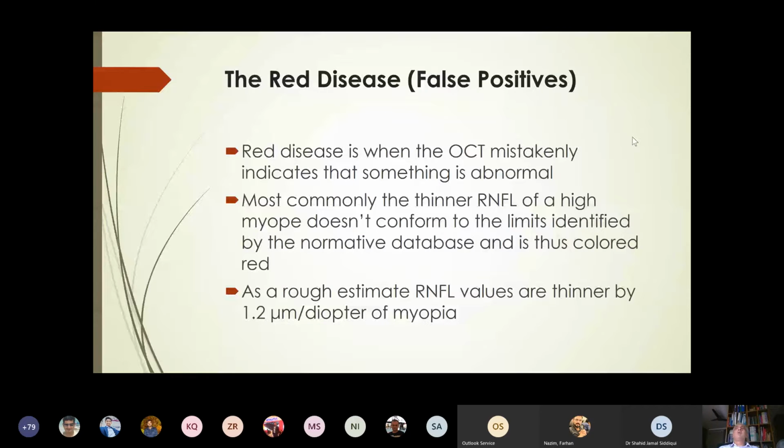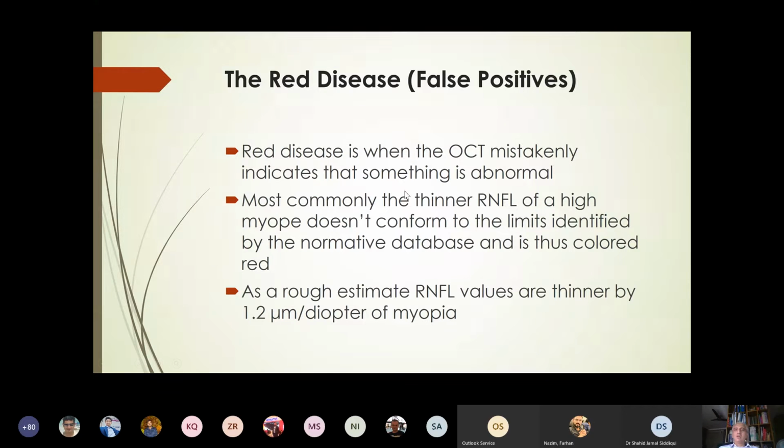Then we come to an entity which is called red disease. Those are false positives. Red disease is when OCT mistakenly indicates that something is abnormal. Most commonly, the thinner retinal nerve fiber layer of a high myope doesn't conform to the limits identified by the normative database and is thus colored red. As a rough estimate, retinal nerve fibers are thinner by 1.2 micrometers per diopter of myopia.